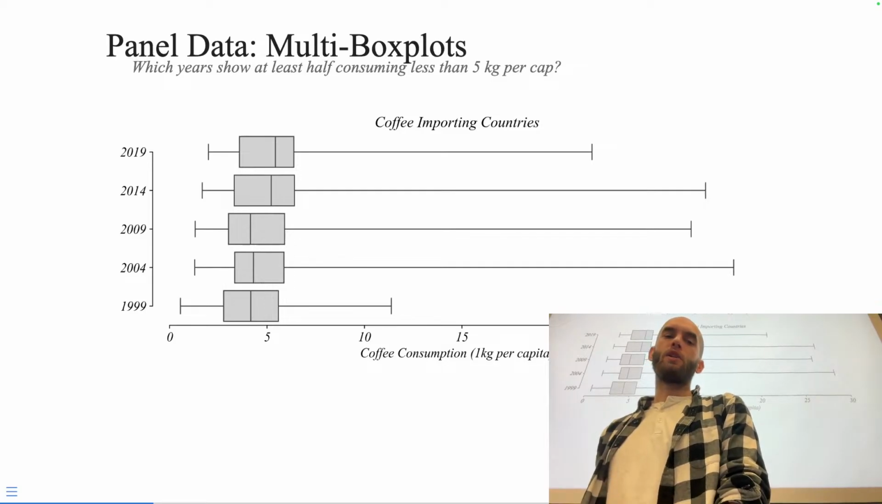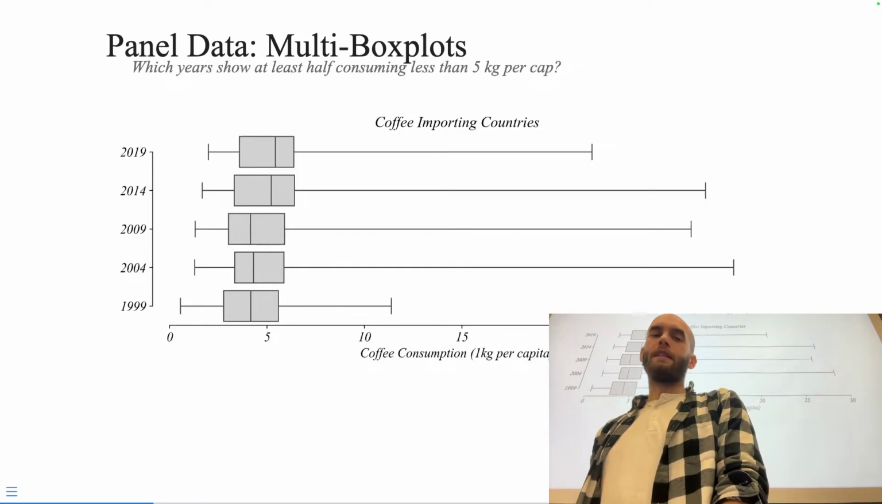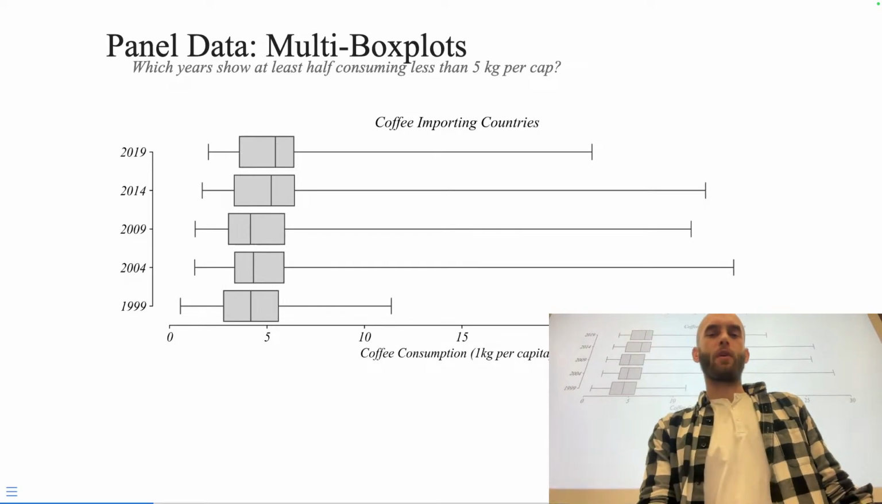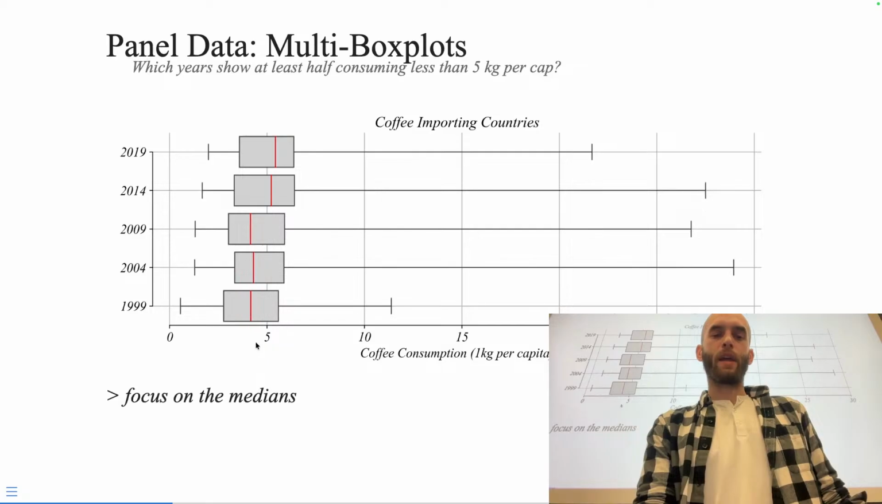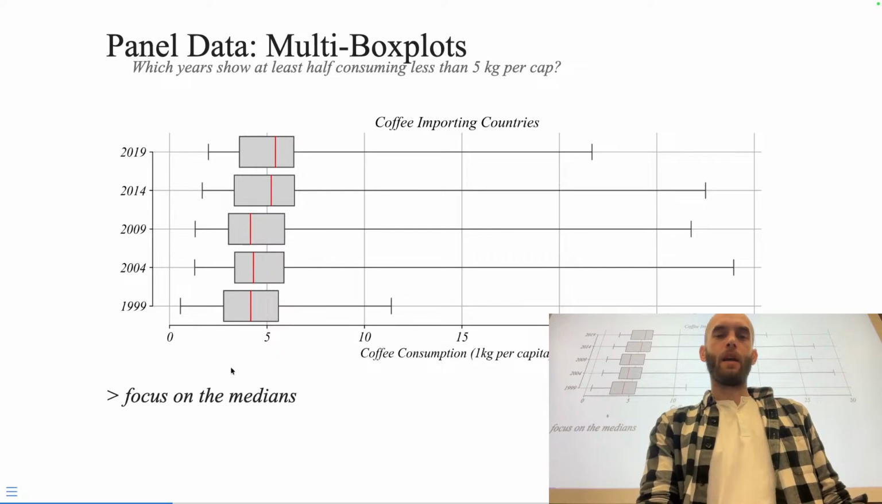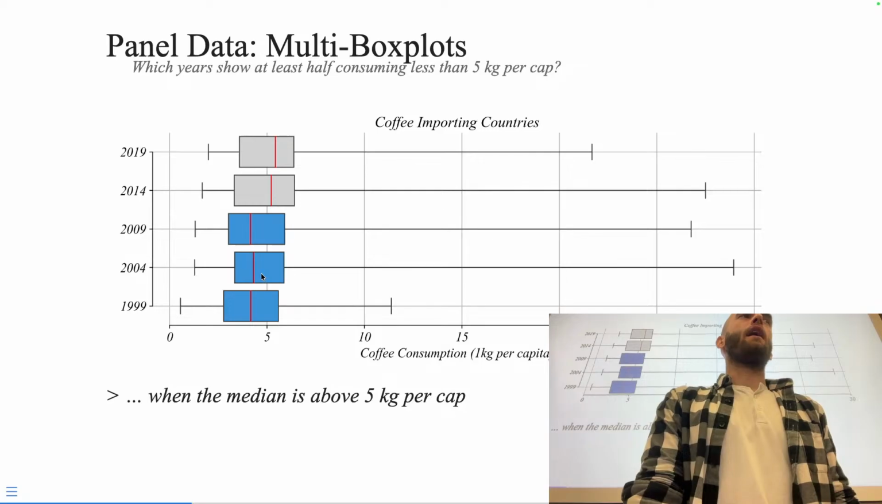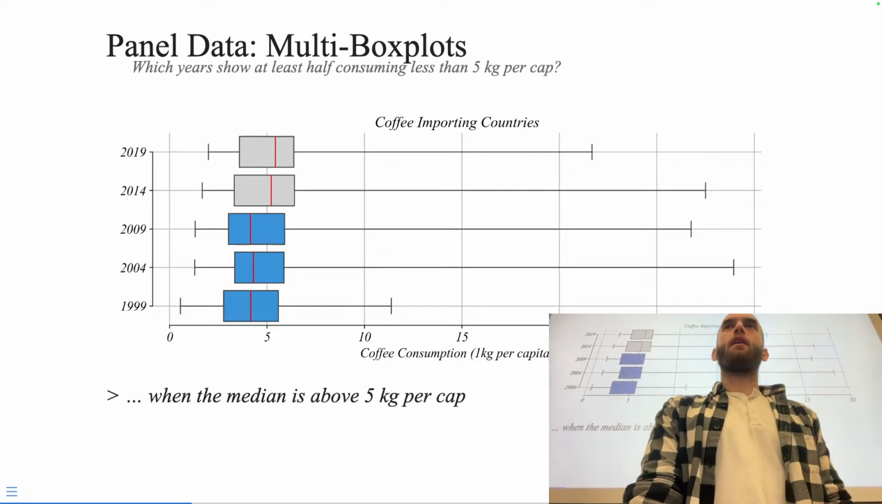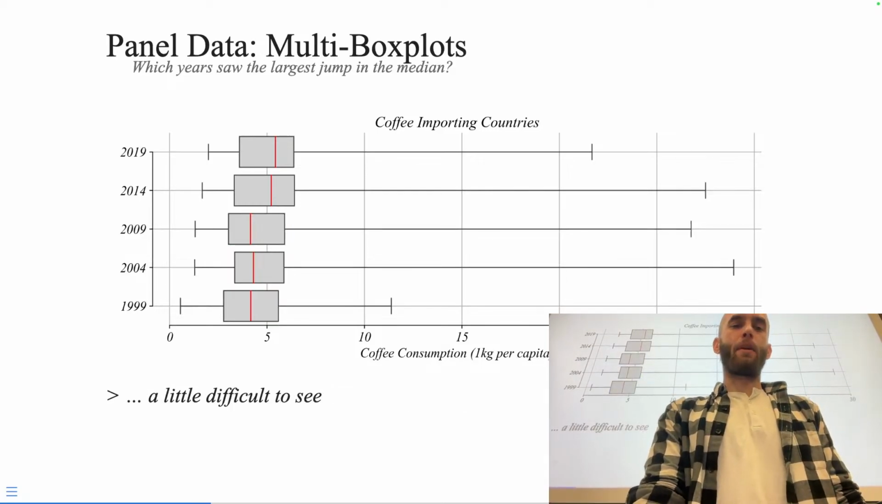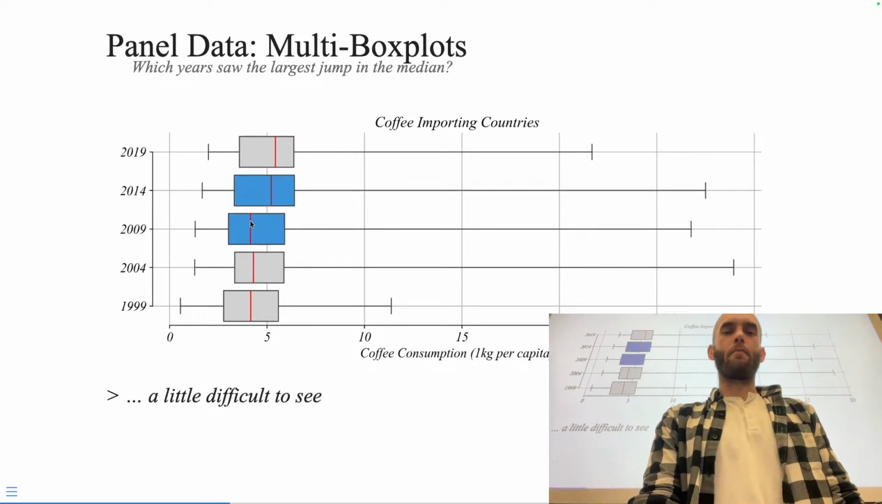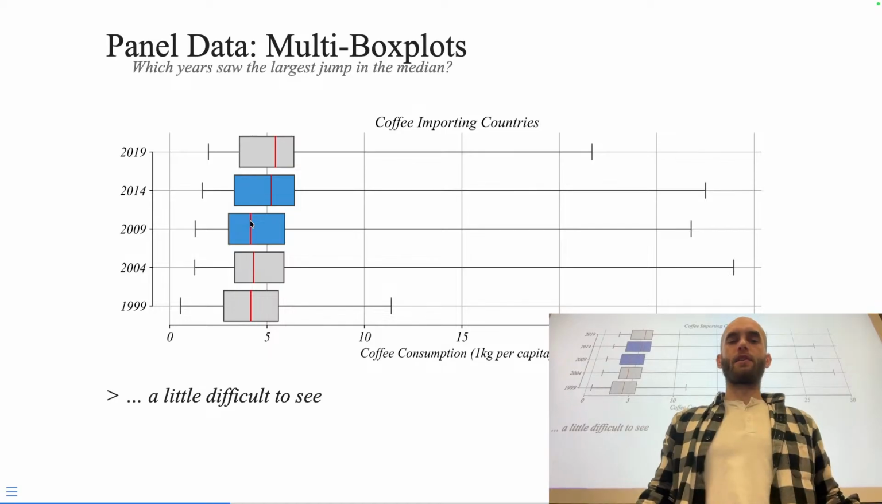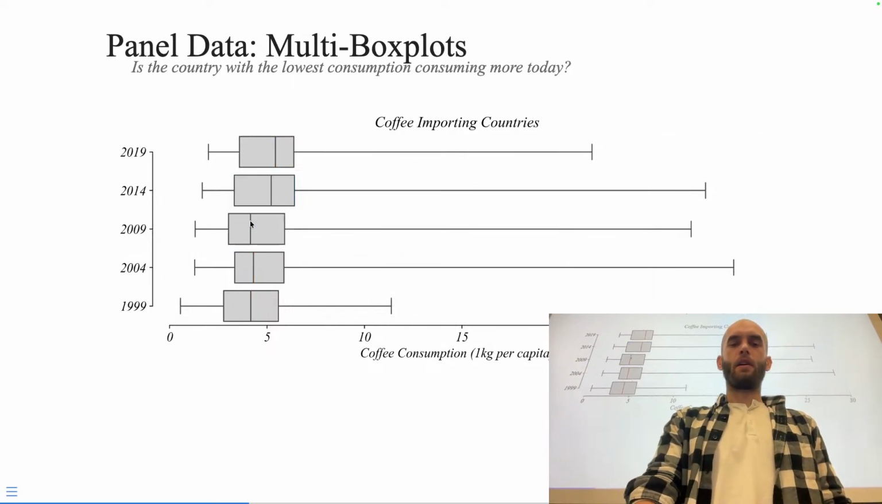In which years were there at least half consuming less than 5 kilograms per capita? The way we answered that is just to compare the 5 kilograms per capita to the medians. And we showed these first 3 are consuming, more than half are consuming less than 5 kilograms per capita. And then which saw the largest jump? Well, we're just comparing the minimums across each one of the years.